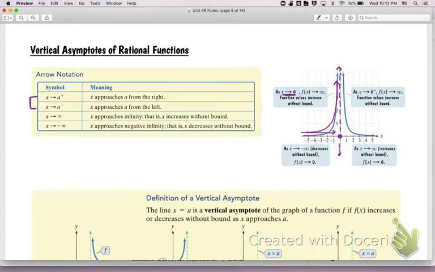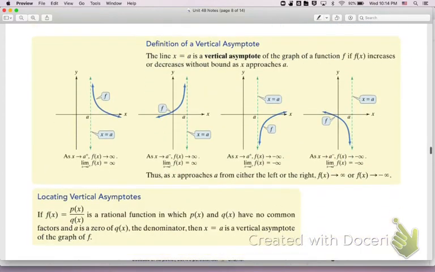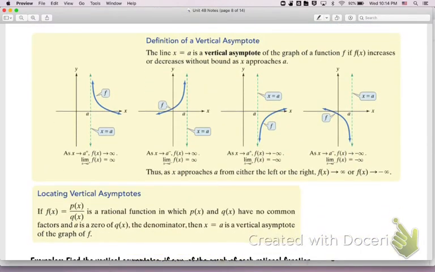So what is a vertical asymptote and how do we find it? A vertical asymptote of the graph of the function is where the graph increases or decreases without bound as you approach the asymptote. So again, it's that idea of you're going to get real close to it, but you can't ever get there. You're always chasing that arrow, and you're just going to get closer and closer and closer, but you're never actually going to get there.